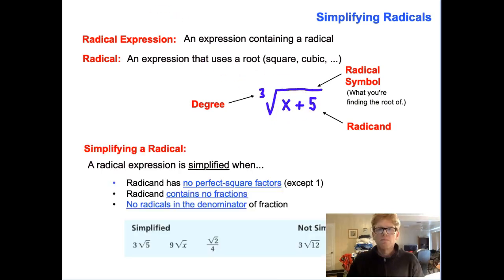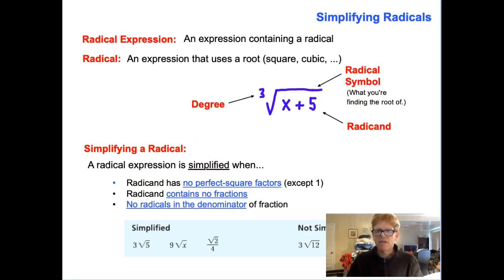Now, what we are interested in doing is simplifying the radical. A radical expression is simplified when, and this is very important, these are the three things that have to be done. The radicand can have no perfect square factors, right? So you can have the square root of 4 in there, square root of 16, square root of 25. A radicand can contain no fractions, so there can be no fractions underneath the radical symbol. You can't have that. And there must be no radicals in the denominator. So if you've got the bottom part of your fraction, there can be no radicals down there.